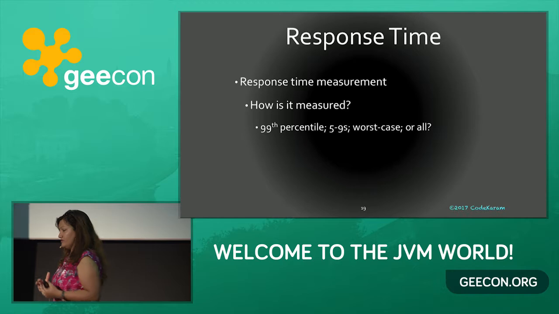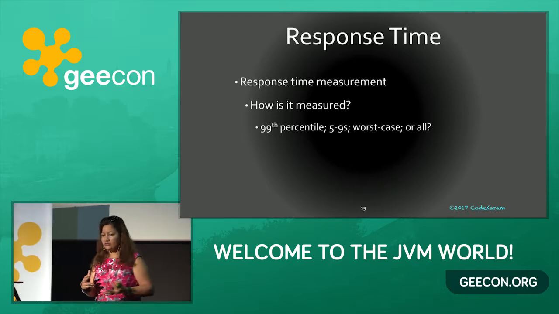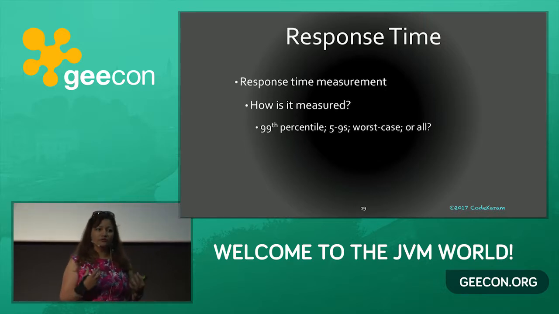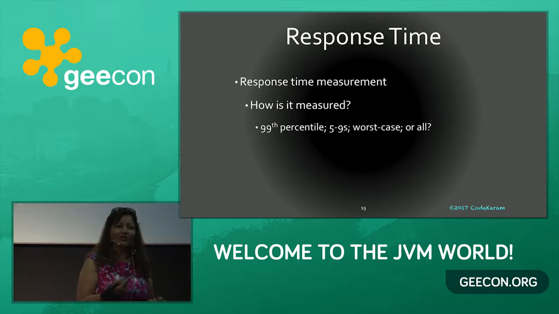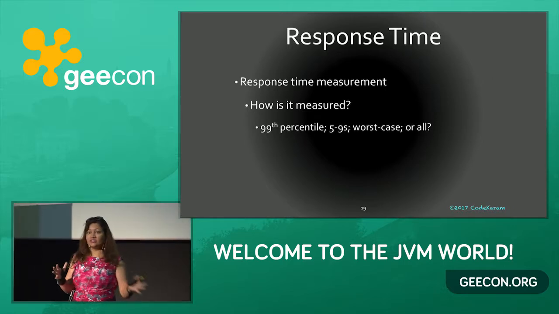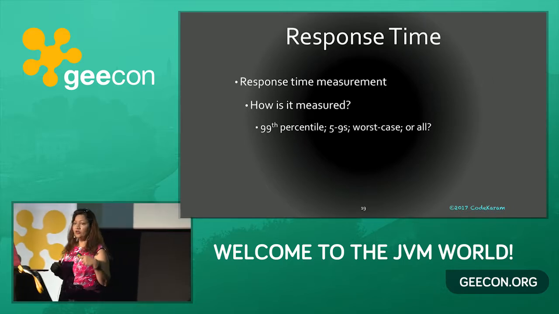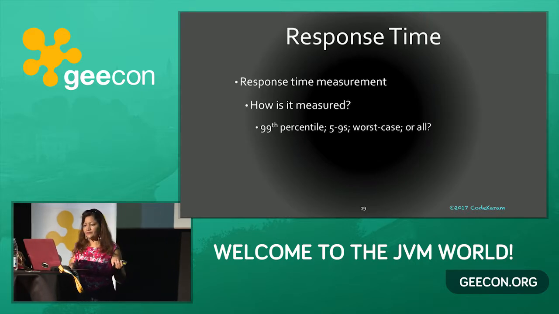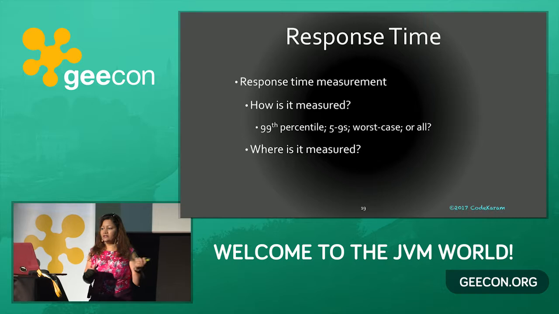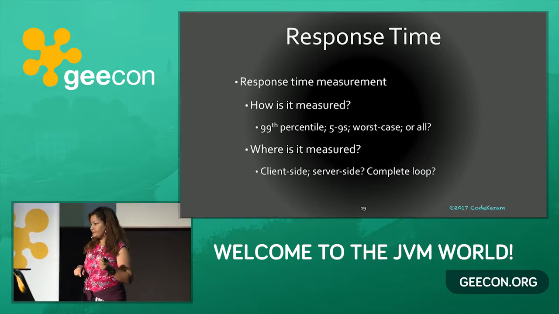To be able to design a successful performance system, you need to be able to capture that one time that you lost a user. So you need to know your max, which is the worst case. It's called worst case latency or worst case responsiveness. Where is it measured again? Client side, server side, complete loop.